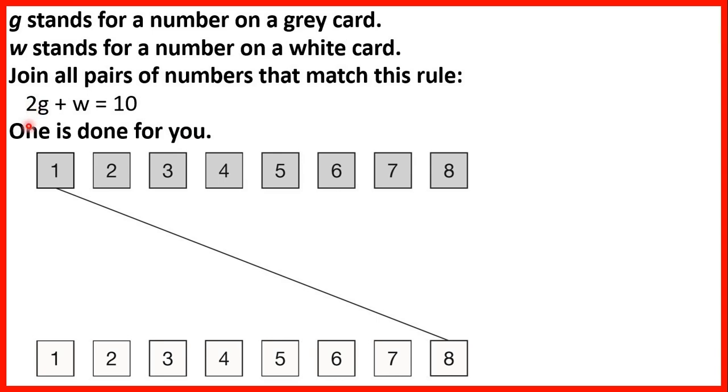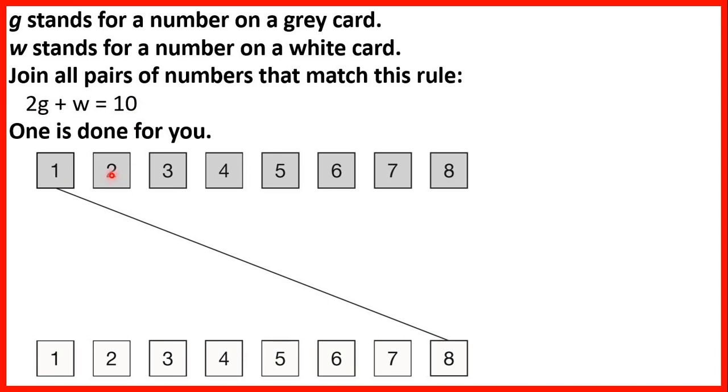So remember, 2g means 2 times g. So 2 times g plus w needs to total 10. And that makes sense because if we look at the one that they've done for us, g, the grey card, is 1, and 2 times 1 plus 8 is 10.